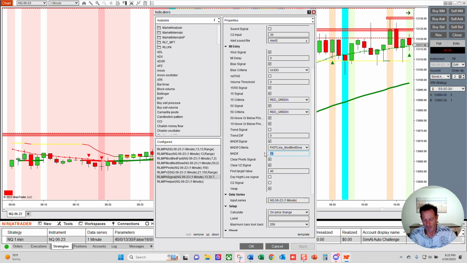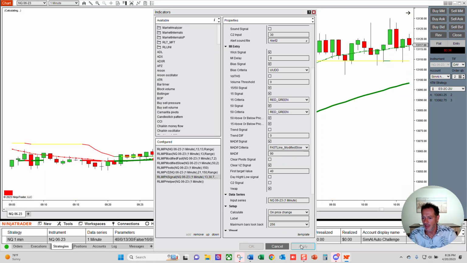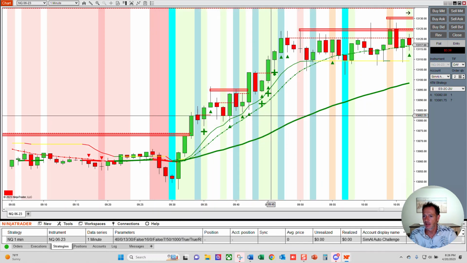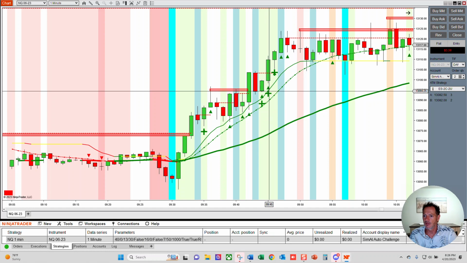So what you want to do is match those numbers exactly. So I think I changed that other one to 90, so I want to make sure that's 90. Again, this strategy and this PA signal want to have the exact same parameters, or the plus sign just won't show up when it's supposed to per the strategy. So set that to 90, I hit apply, hit OK. Now the plus signs are active at 90, and look what they've done.